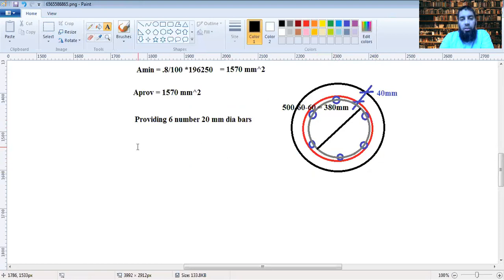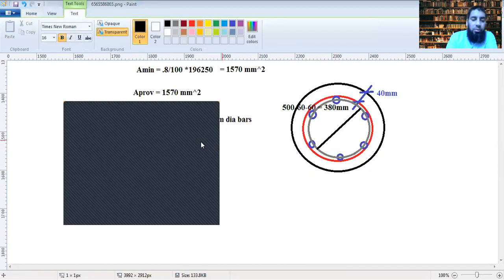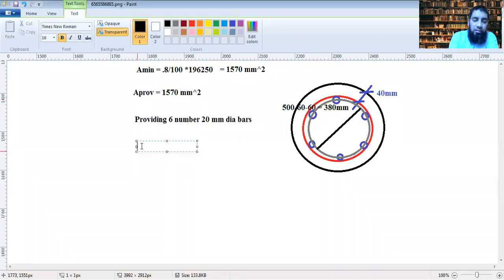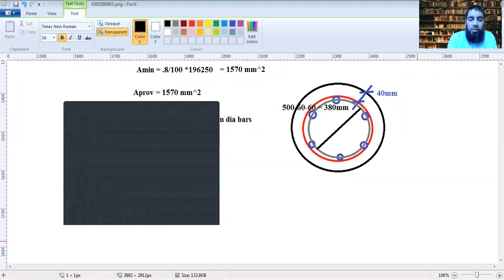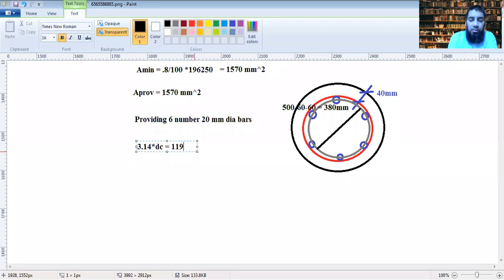Thereby, the circumference or the perimeter would be, now how much? That would be pi d. The core dia DC, the circumference, would be 3.14 into d, that's 380. It's 1193.2 mm. This is the perimeter of the core.